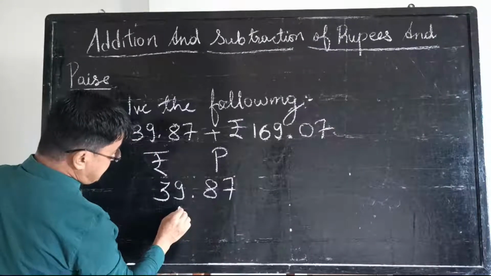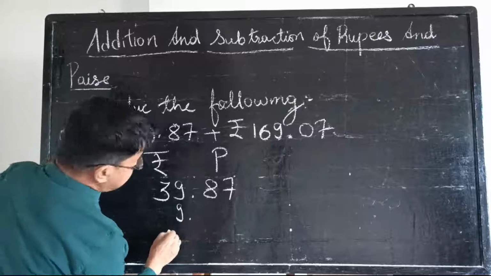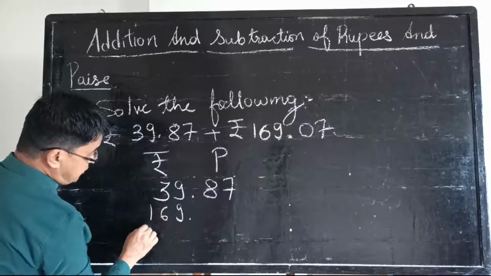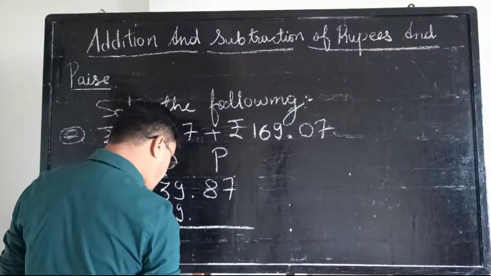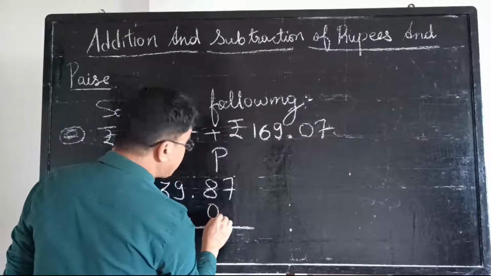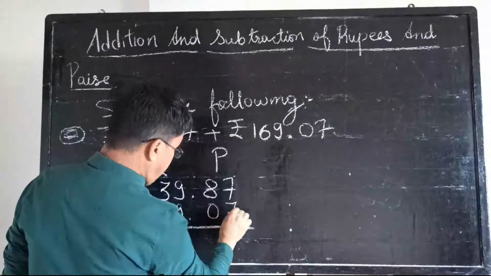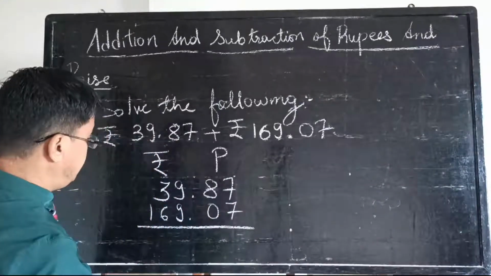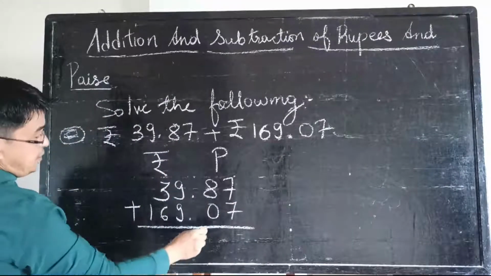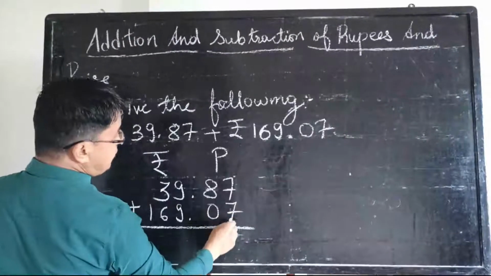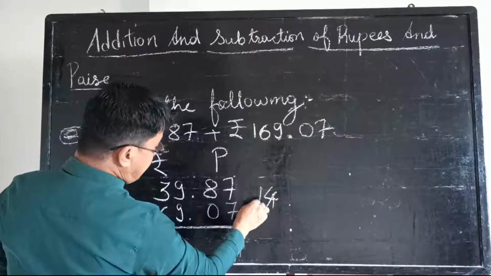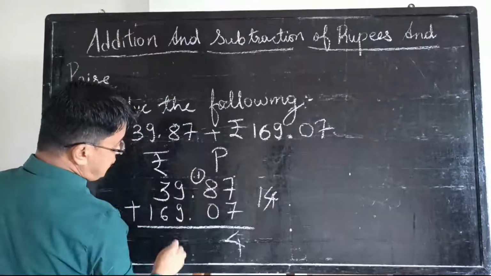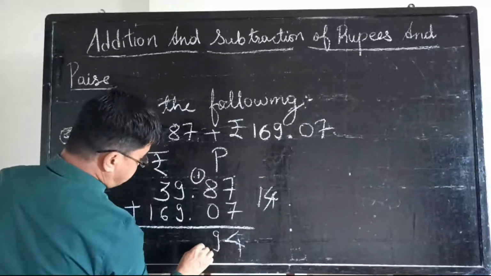Ones, how many ones? 9. Then tens is 6 and hundred is 1. Then how many paise? 7 paise. Now we add this. 7 plus 7, 2 sevens are 14. You write your 4. Add this 1 here. 8 plus 1, 9.